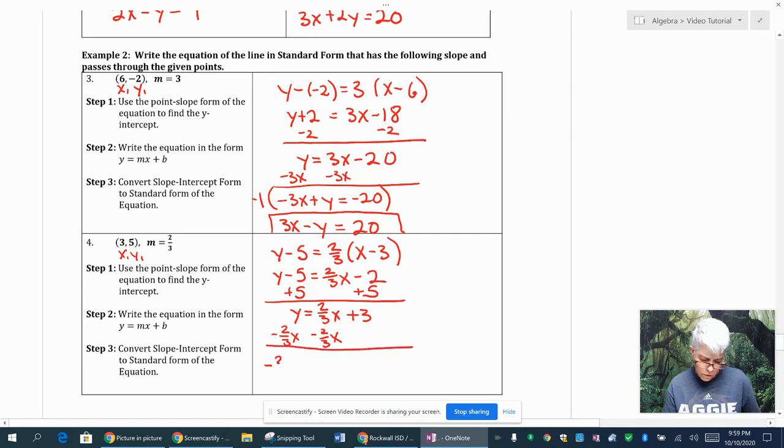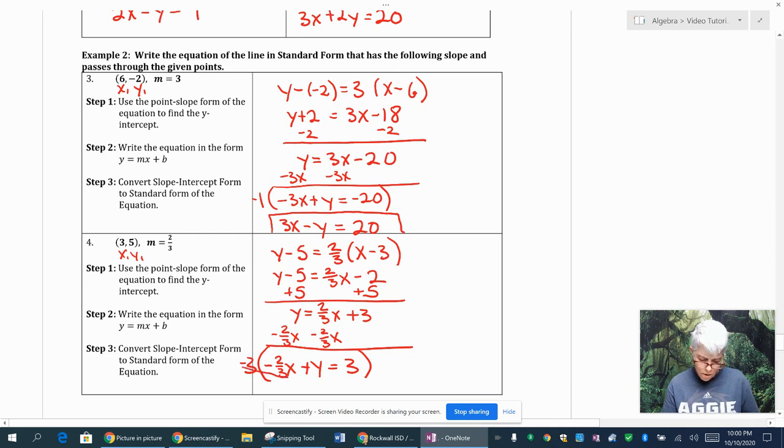So I have negative 2/3 x plus y equals 3. Now, I need to get rid of the fraction and I need to get rid of the negative. So I'm going to go ahead and do it all at one time by multiplying by the denominator, which is 3. That'll clear the fraction. But then I'm going to make it a negative 3 to clear the negative. So watch this. I'm going to go ahead and use distributive property. Put a negative 3 there.